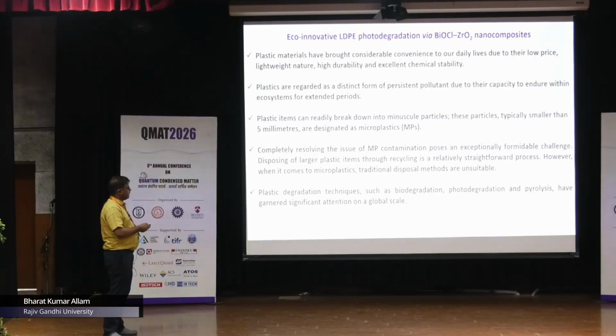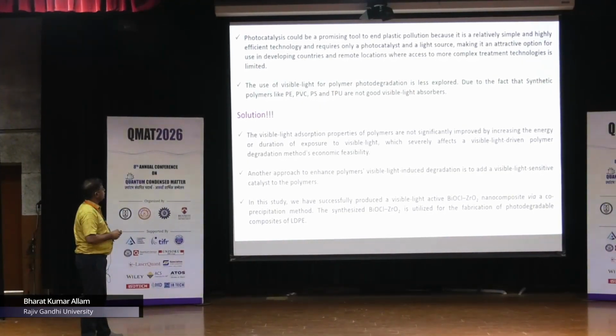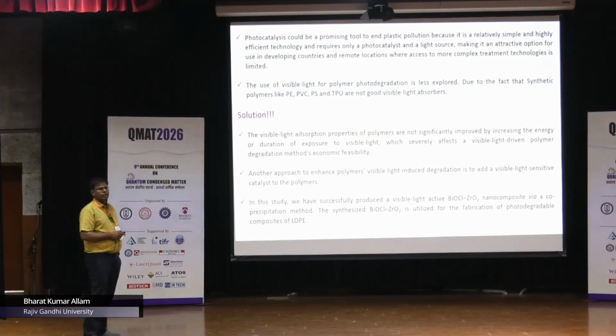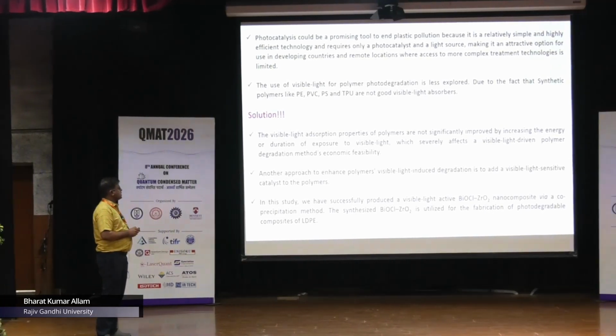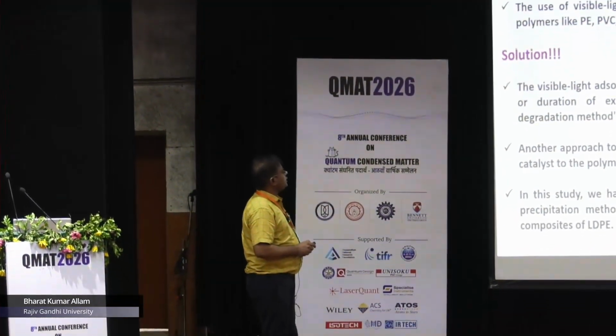So, in this line we had a thought of using photodegradation for the degradation of plastic. Photocatalysis is important because it is a very promising tool for plastic pollution, as it only requires a photocatalyst and a light source. Most of the time we are dealing with developing countries and remote locations where we cannot install complex systems for the degradation of plastics. So, photocatalysis can offer a sustainable solution to deal with plastic degradation.